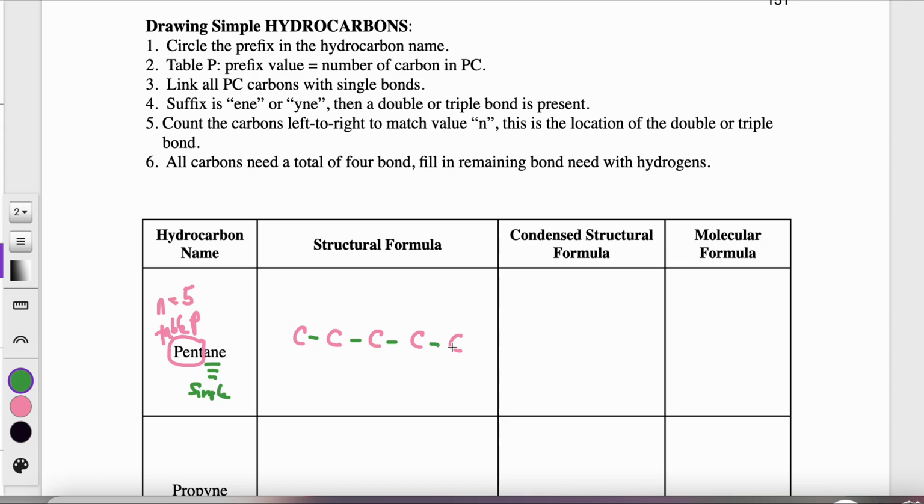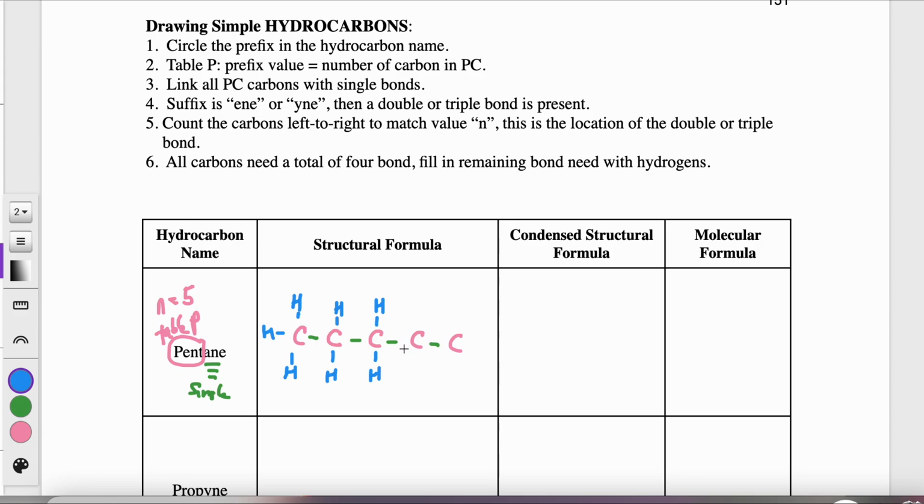Once I put everything that's in this name into the structure, now I need to finalize it to make sure that all carbons have 4 bonds. Fill in remaining bonds with hydrogens. My first carbon on the left only has 1 bond, so I'm going to add on 3 hydrogens. My second carbon has 2 bonds already, so I'm going to add 2 hydrogens to it to get my total to 4. My third carbon already has 2 bonds, so I'm going to add 2 hydrogens to it.